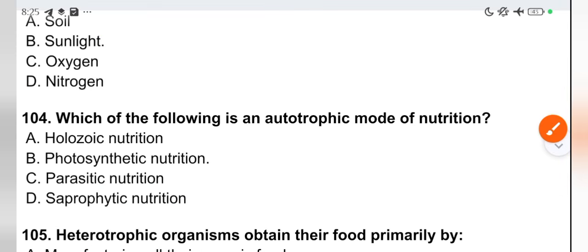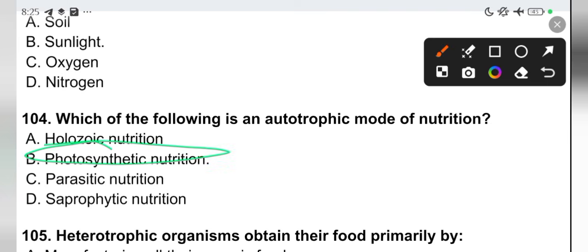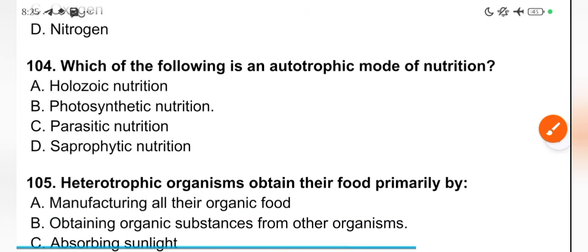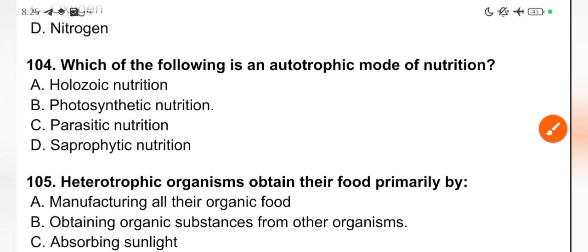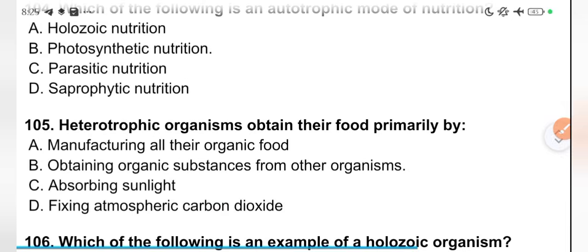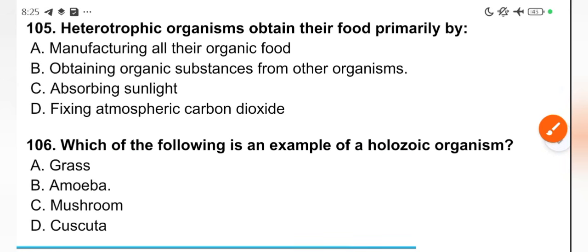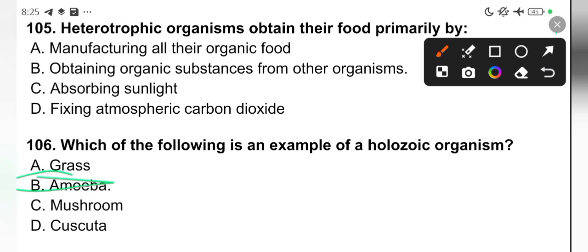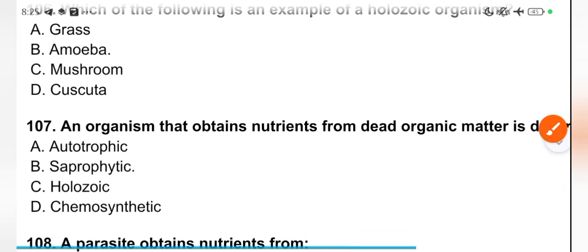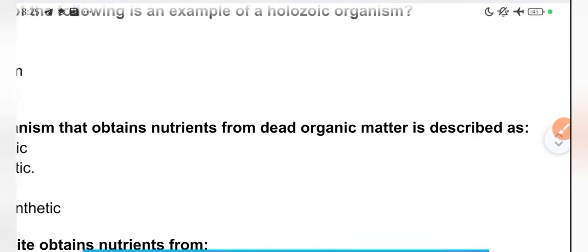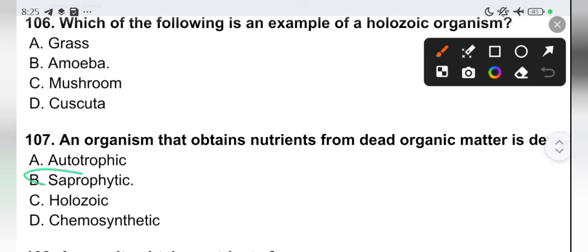Which of the following is an autotrophic mode of nutrition? We have the photosynthetic nutrition. Heterotrophic organisms obtain their food primarily by obtaining organic substances from other organisms. Which of the following is an example of a holozoic organism? We have Amoeba. Alright.